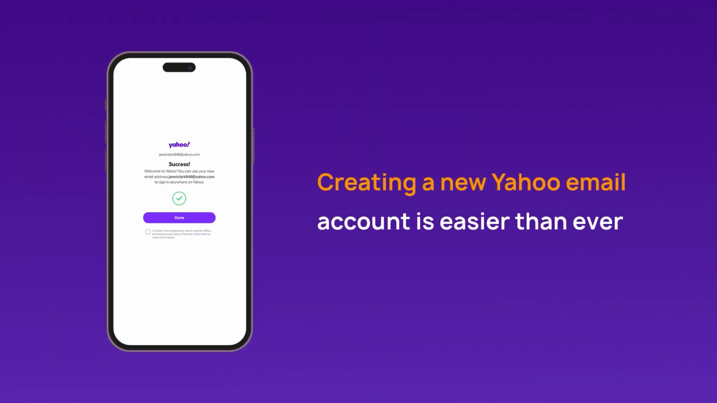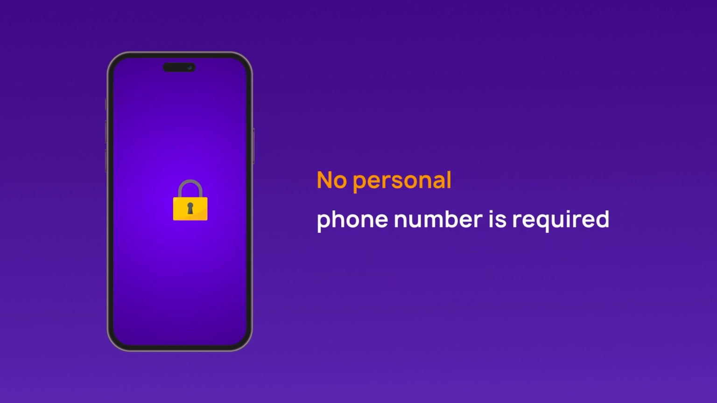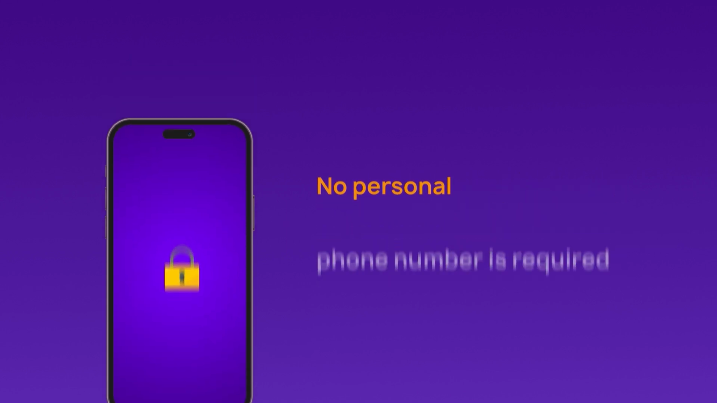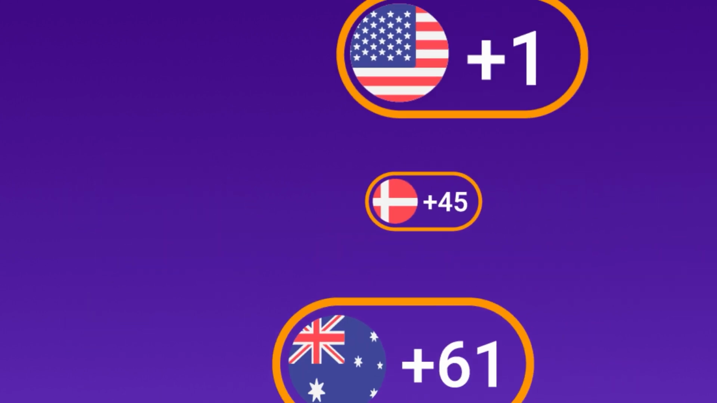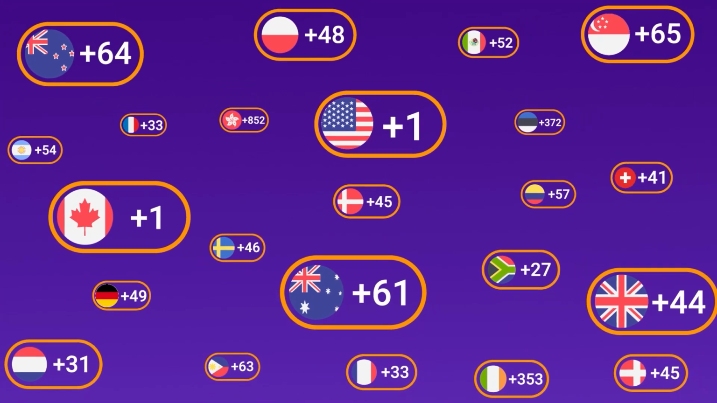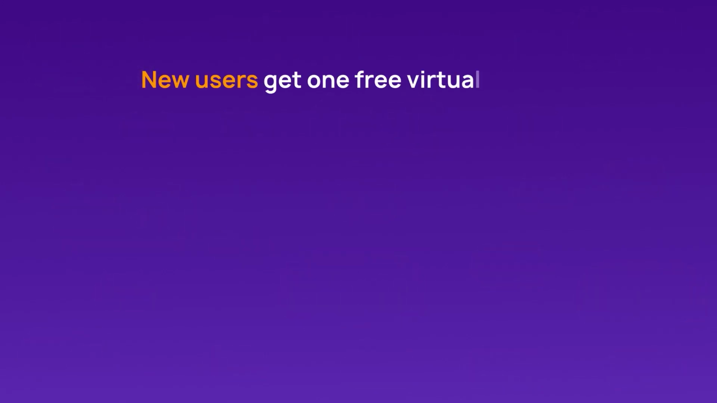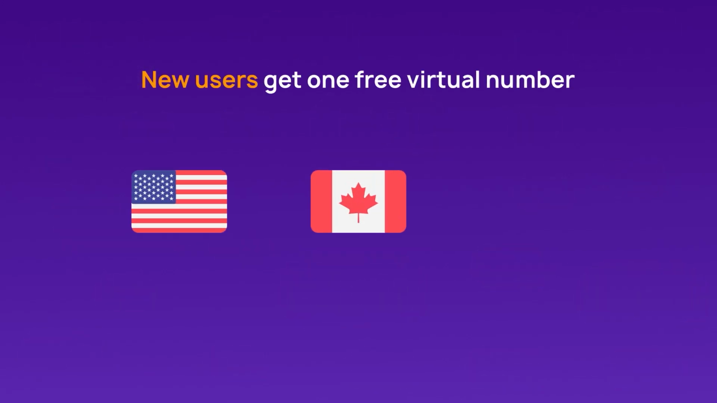Creating a new Yahoo email account is easier than ever. No personal phone number is required. Instead, you can use a virtual phone number to keep your info private. With KrispCall, you can choose from virtual numbers in over 100 countries and even get one free number from the US, Canada, or the UK with every new subscription. This makes verification quick and easy.